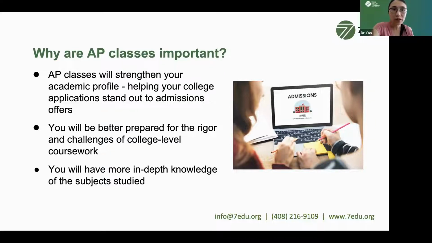So 7EDU will actually not just help you to graduate from high school, in which case the bar is not high, as long as you hit the requirements. But it's a different thing to think about what you need to do to put yourself in better shape to apply for college, especially now that college application is becoming more and more competitive.